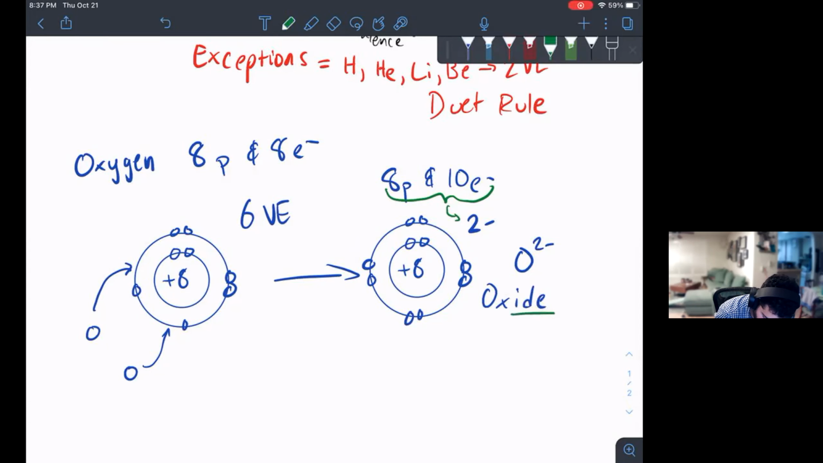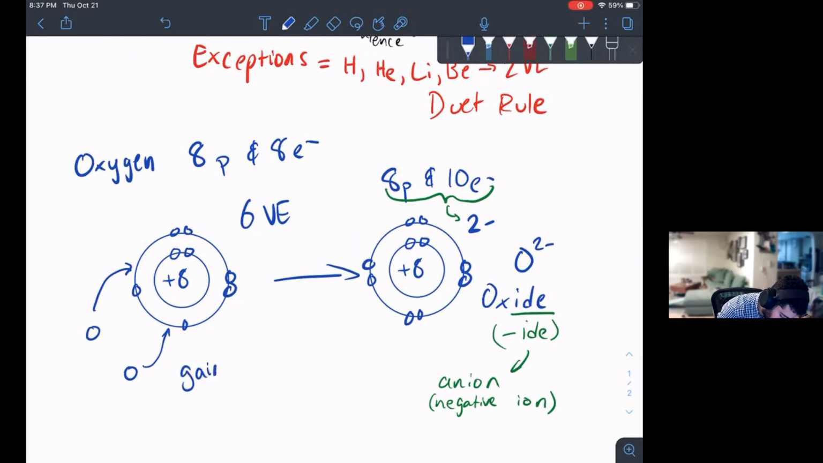Right here, this IDE, the suffix IDE. We use this suffix whenever we have an anion, which is basically just a negative ion. Remember, ion meaning charged atom. So that's how an element like oxygen would fulfill the octet rule. It would become oxide, picking up 2 electrons and picking up a -2 charge. So we'll say here it gains 2 electrons.